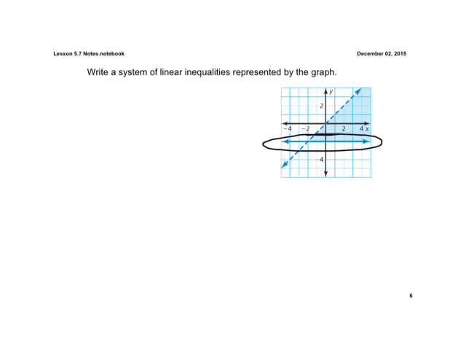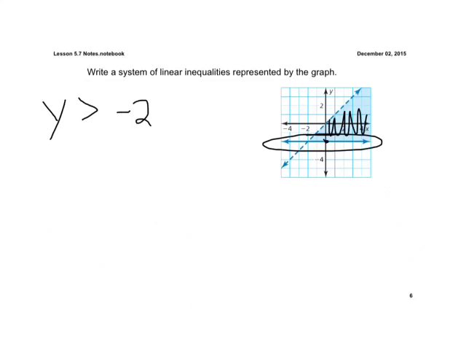We know it's horizontal, so we know it's going to be y is greater than or less than a number. Now we see that that goes through -2 on the y-axis. That point is -2 there. Now we have to ask ourselves, did we shade above or below that line? Well, we see the shading is up here, so we know we shaded above that line. So when we shade above, we have a greater than. That's one inequality. We need the other one.